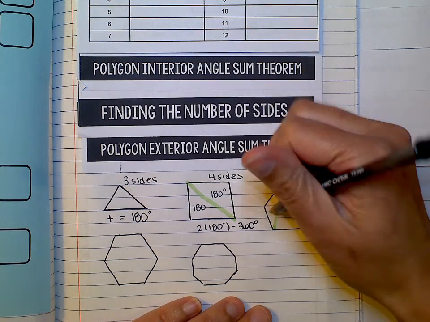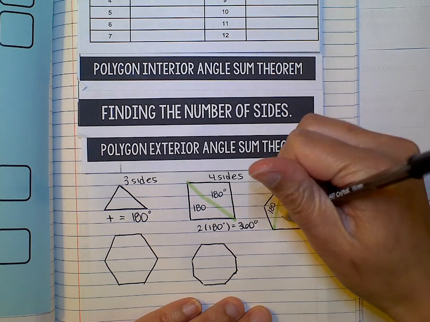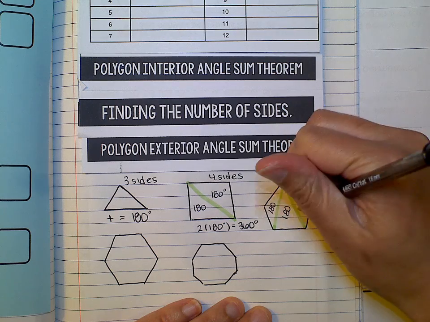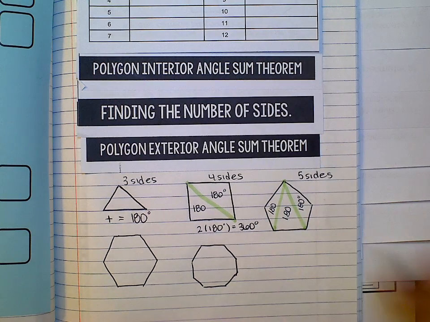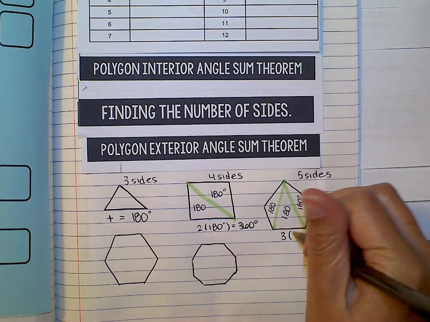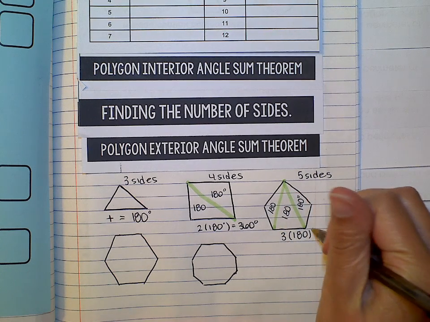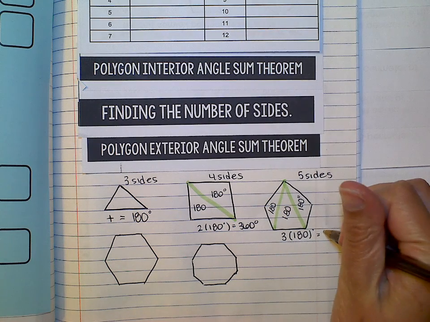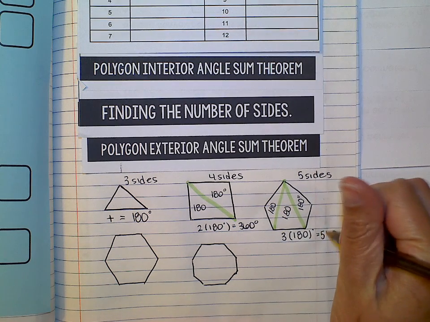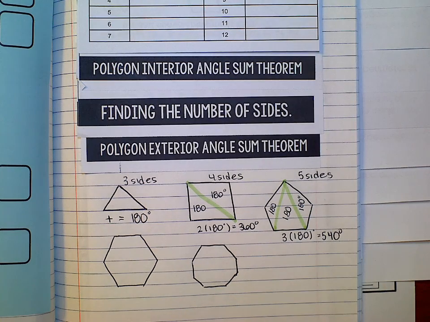So you end up with a triangle right here, which will add to 180, a triangle here, which will add to 180, and a triangle here that will add up to equal 180. And so I end up with three 180s, and three 180s is 540 degrees for a five-sided figure.